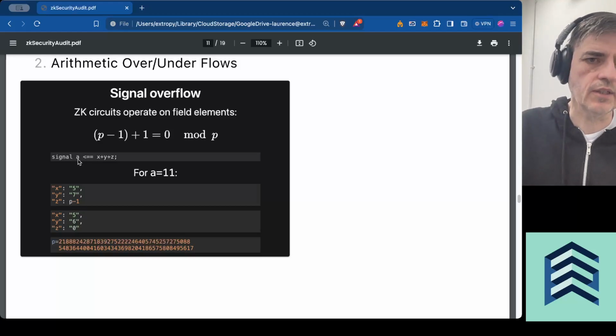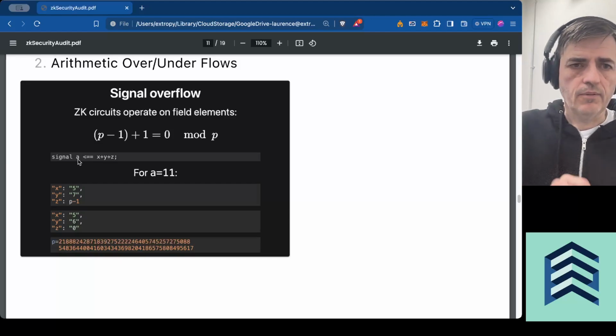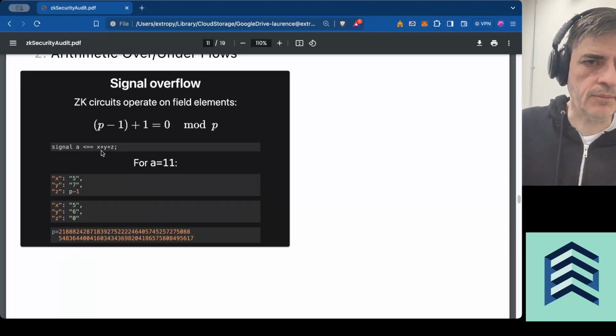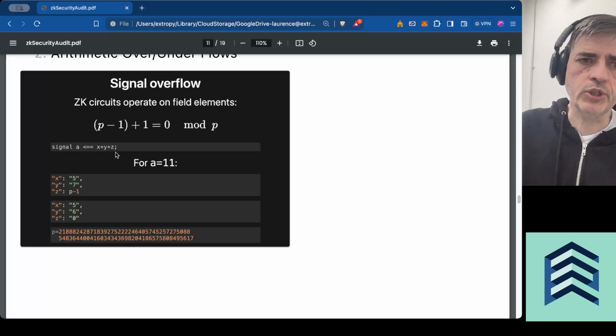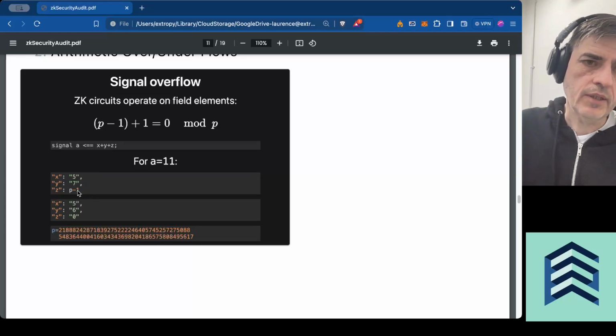So what we're saying is that a must be equal to x plus y plus z. But if we're not careful about how we do this, and we don't check the values of x, y, and z, then there are circumstances where we could get different inputs giving the same result. And this is because we have overflow.